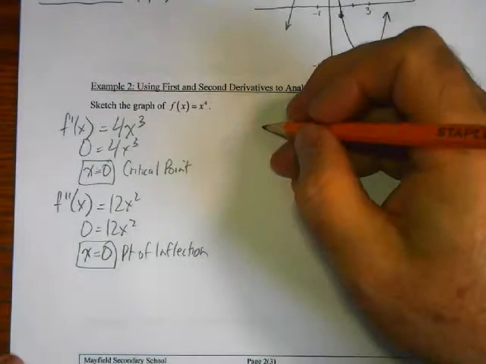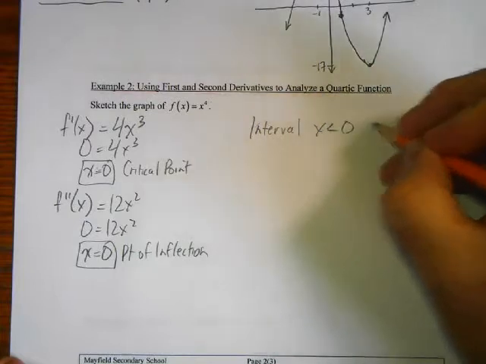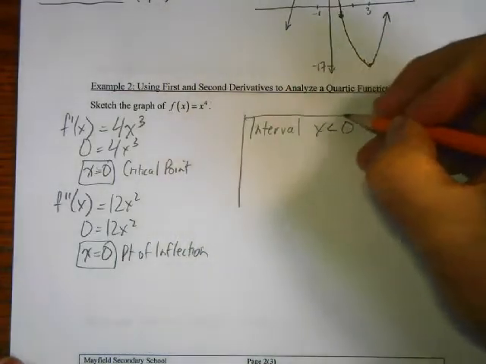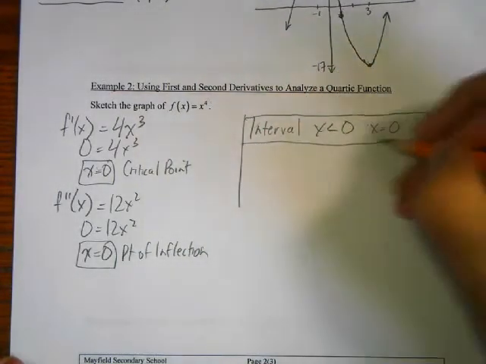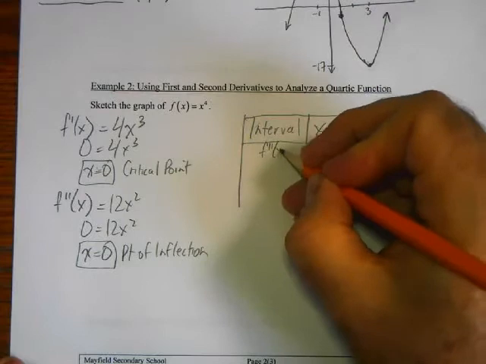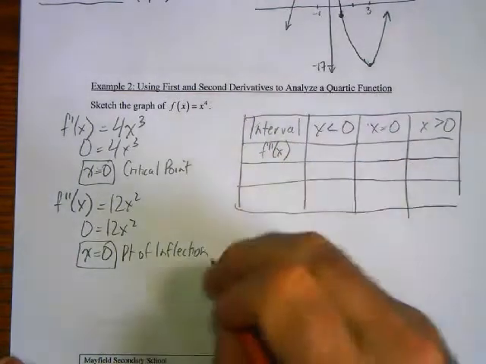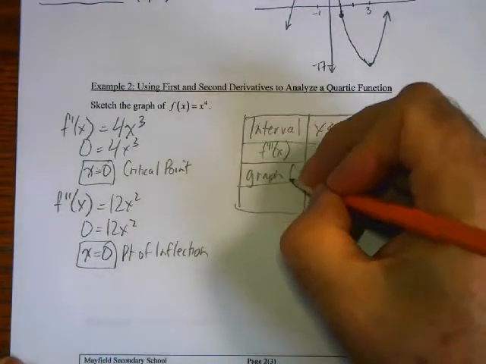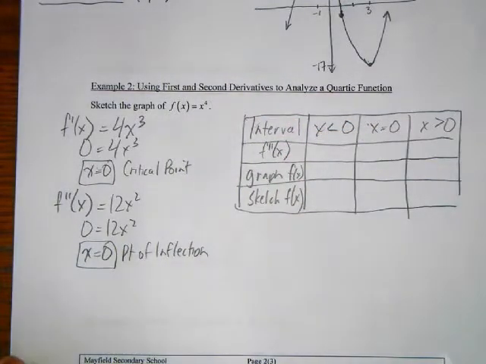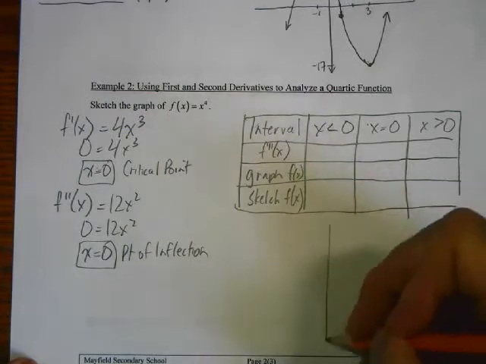Okay, so let's look at the intervals like we did in the first example. So it's going to be x less than 0, x equals 0, x greater than 0. So derivative, second derivative, then the graph of f of x, the sketch of f of x. So it's really to come up with information that we'll need to do our actual graph down here.